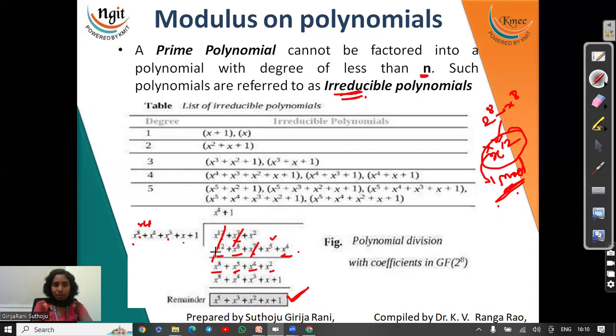Again, I am multiplying with 1, and whatever value I get. 2 to the power of 8 is my Galois field, which means I can have 8 bits. So until I get the 8-bit format, I should go with the remainder format. Once I get the remainder format, then I should stop. Clear with this?